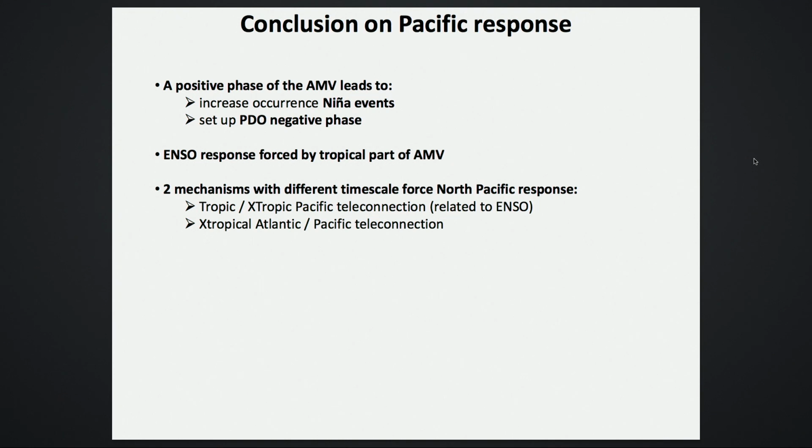So have you got a mechanism for that second, extratropical one? We still haven't worked so much on it, but I think Zhang and Delworth in 2007 explained this mechanism by the storm track activity that may link the extratropical part of the AMV to the extratropical Pacific.